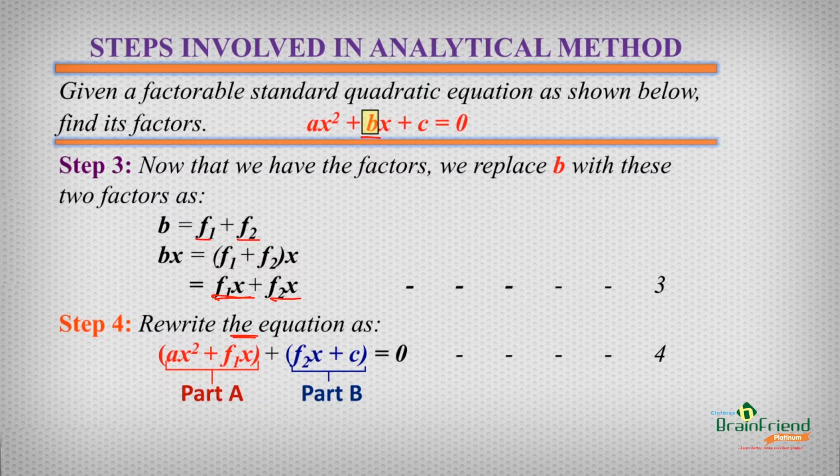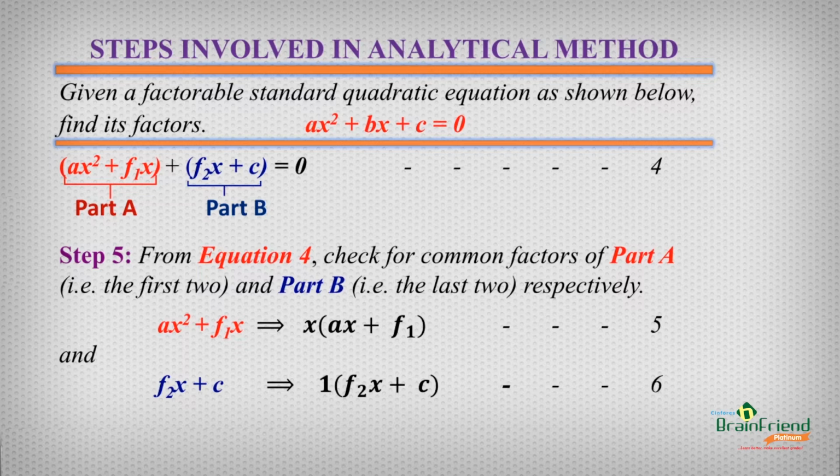Then again, we have f2x plus c in another bracket, which we will refer to as part B. Also note that this f2x is the same thing as this f2x here. And both of them are equal to 0. Let's call this equation 4.